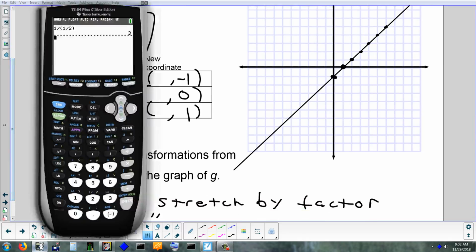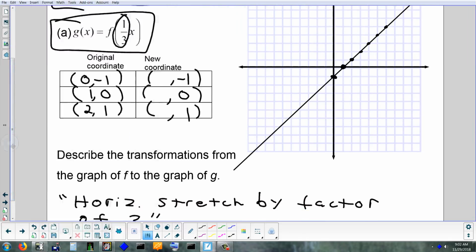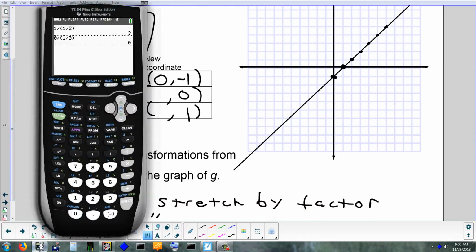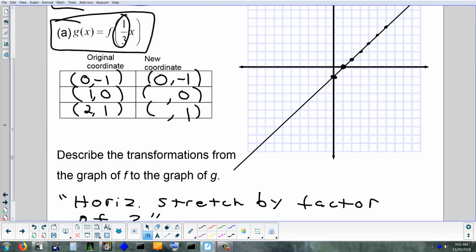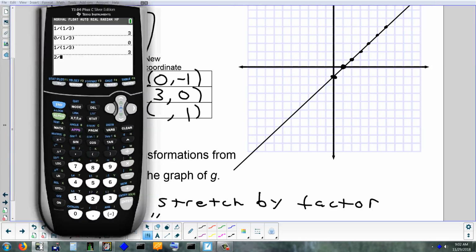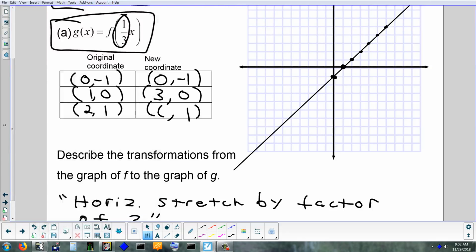So we're going to type them all in. 0 divided by 1/3. Well, 0 divided by anything is just 0. Next one. 1 divided by 1/3. Just dividing all my x values by that number. 3. Last one. 2 divided by 1/3. You always divide your x values by that number, and you get 6. Right, don't worry about doing the arithmetic by hand. Just use your calculator.